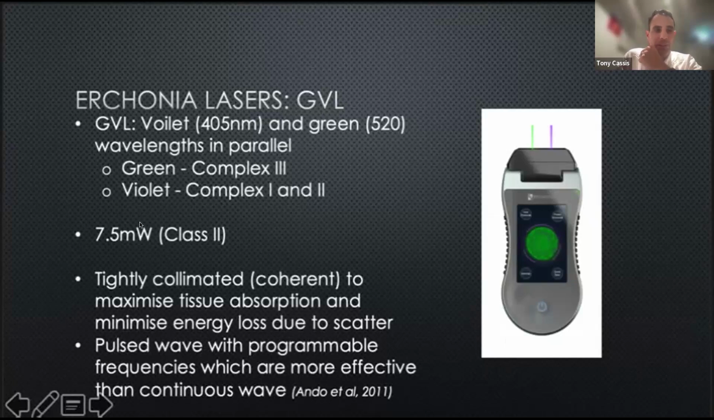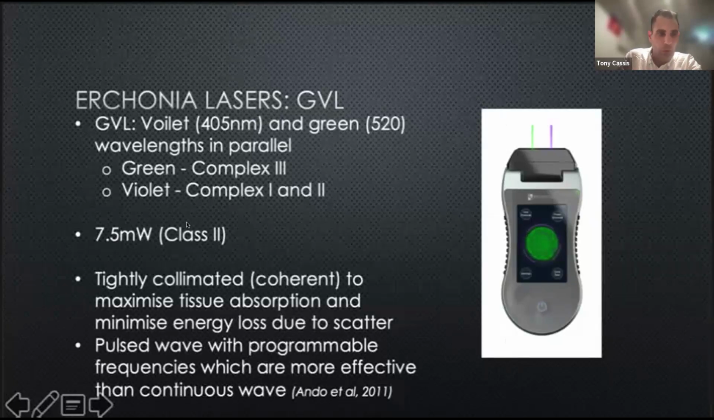Same deal. They've got the green wavelength, which is at 520 nanometers, as opposed to the red, which is at 635. Still 7.5 milliwatts, still tightly collimated, still pulsed. So very similar in many respects, just a different wavelength, so you're affecting a different complex within that mitochondrial chain.